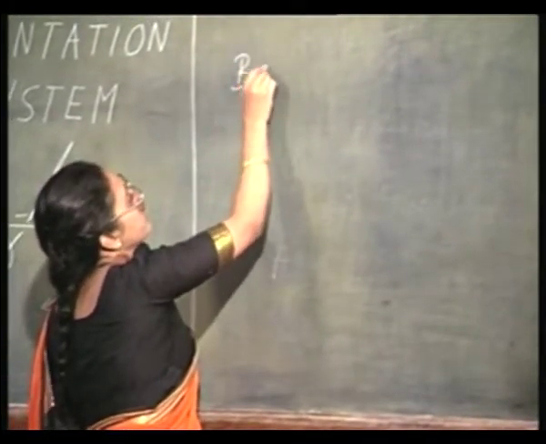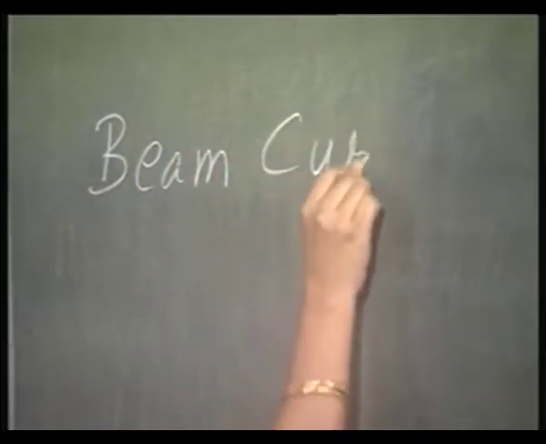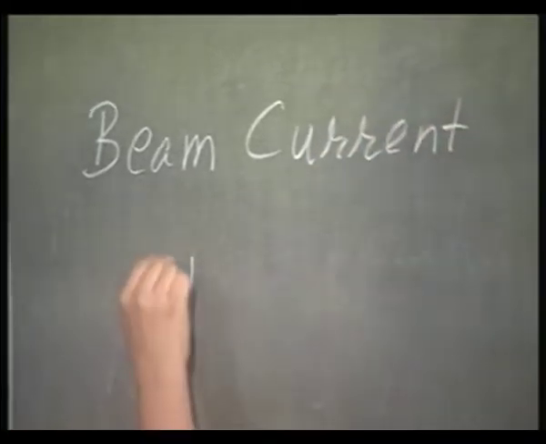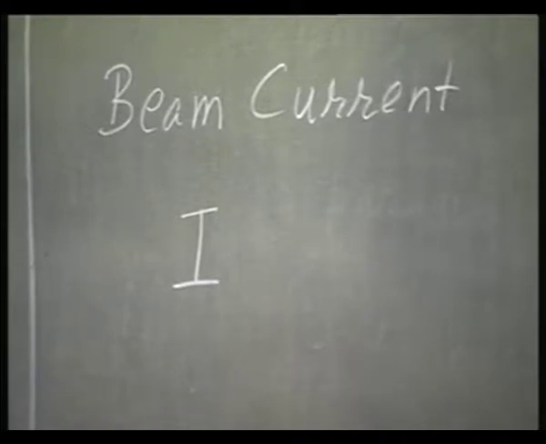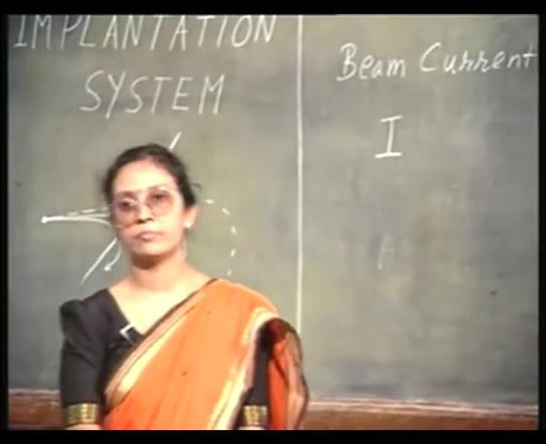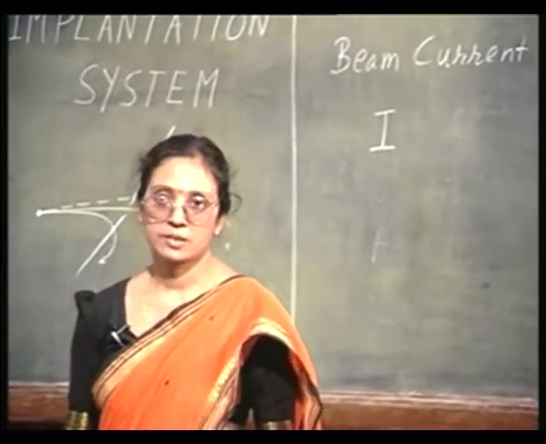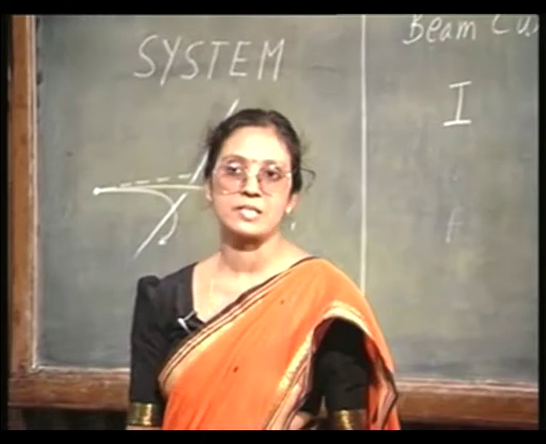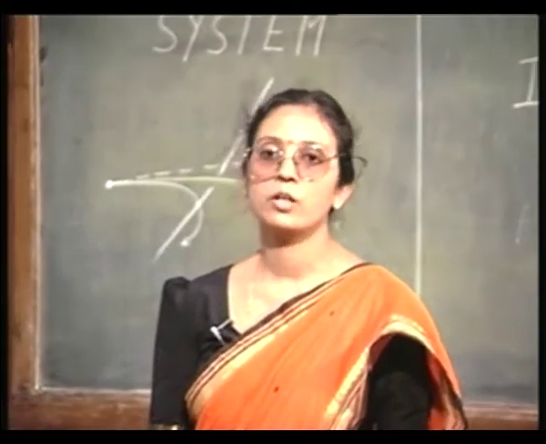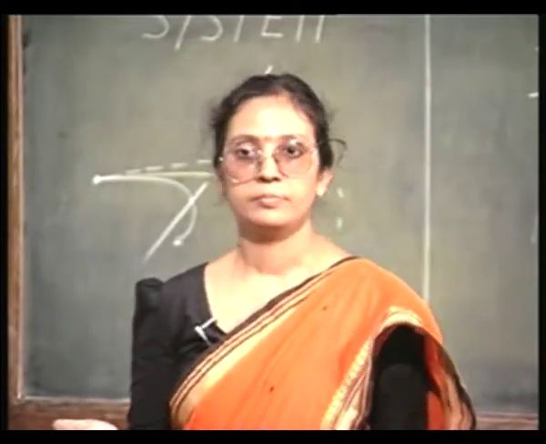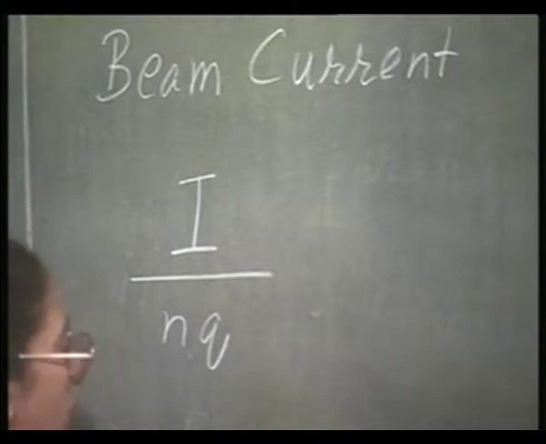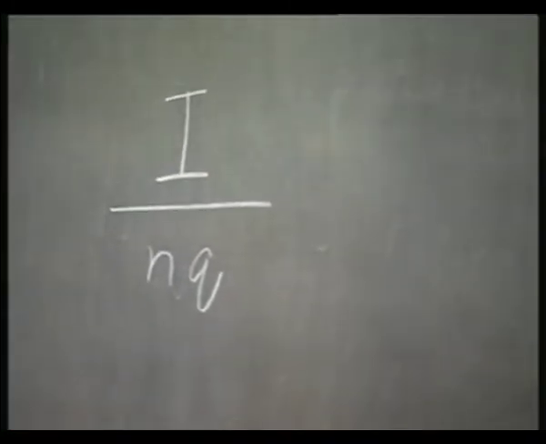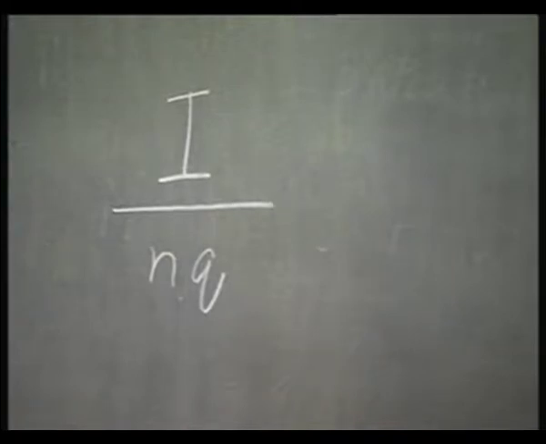The beam current is I. That is the parameter the system operator has in hand. Now, if I have an ion species of charge Q and a charge state, that is, whether it is singly or doubly ionized, if I call that charge state n, then I divided by n times Q is actually the number of ions hitting the semiconductor per unit time, right.